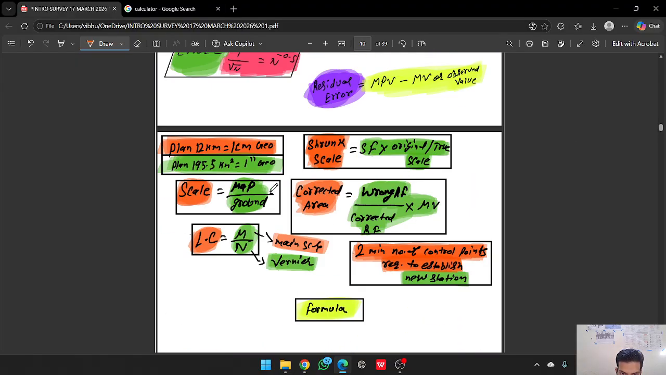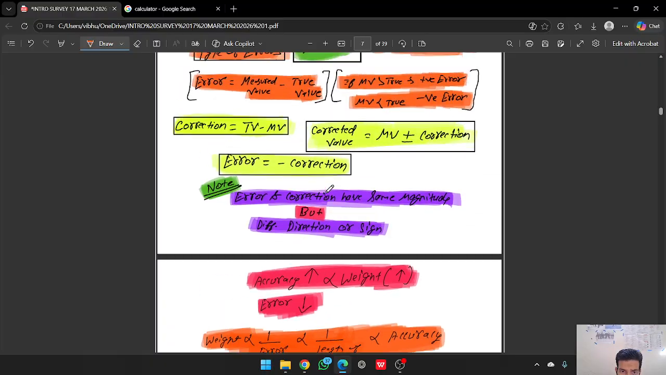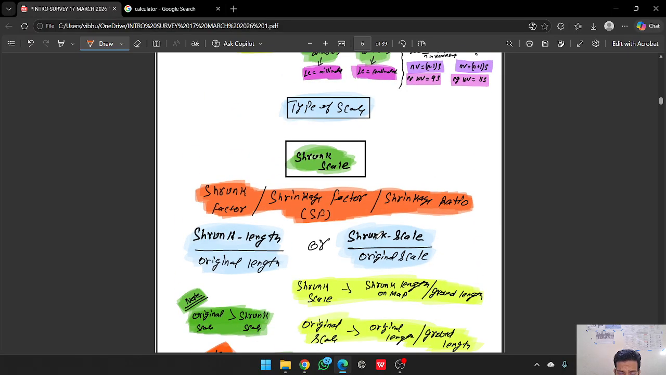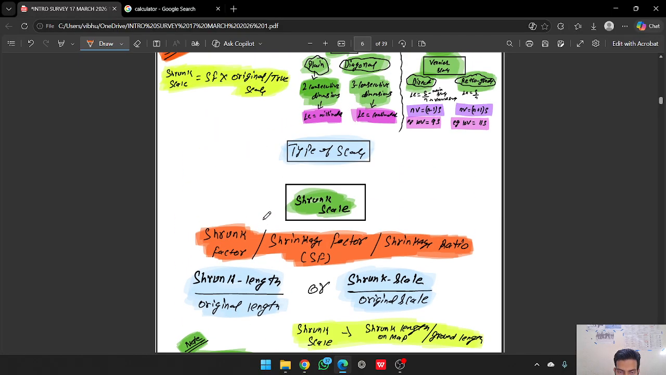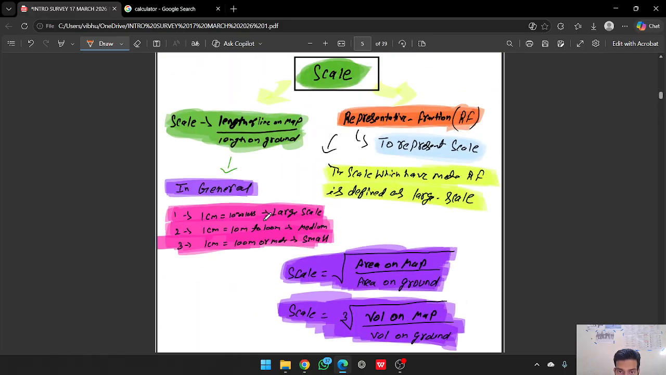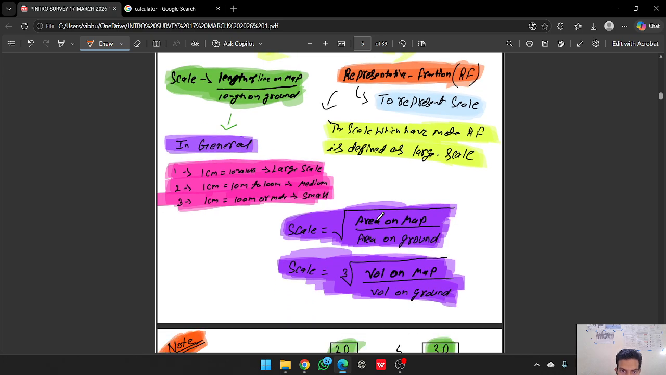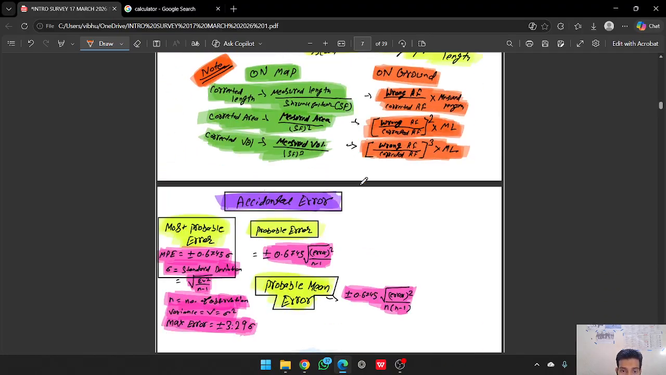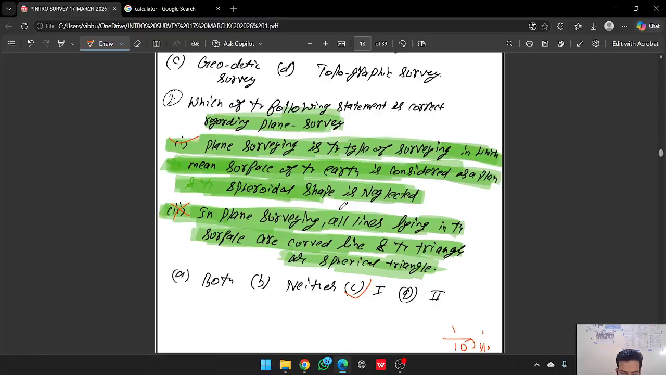Scale is the map on the ground. Okay, shrinkage scale. Shrinkage scale. Here, shrunk length upon original length. Sorry, representative fraction. To represent a scale here. Okay, length of line on the map and length on the ground. So RF represents a scale. Okay, done.